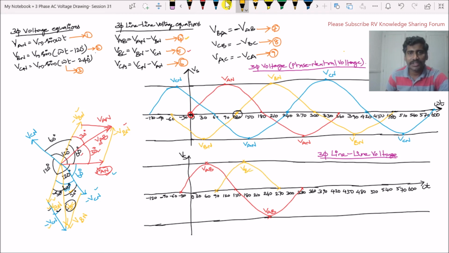Now let us draw our negative half cycle also. From 270 we have to leave another 90 degrees in order to have its negative peak value. So 270 plus 90 becomes 360. From 360 we have to leave another 90 degrees in order to complete its negative half cycle. So 360 plus 90 becomes 450. The negative half cycle of our VBC starts at 270 degrees and ends at 450 degrees. So this is our line voltage VBC. It starts at 90 degrees and completes at 450 degrees, and 450 minus 90 becomes 360 degrees.